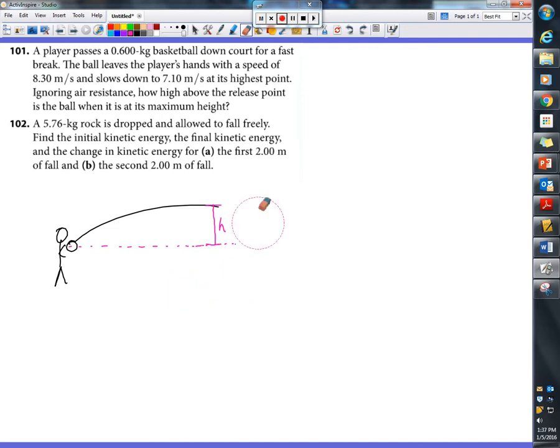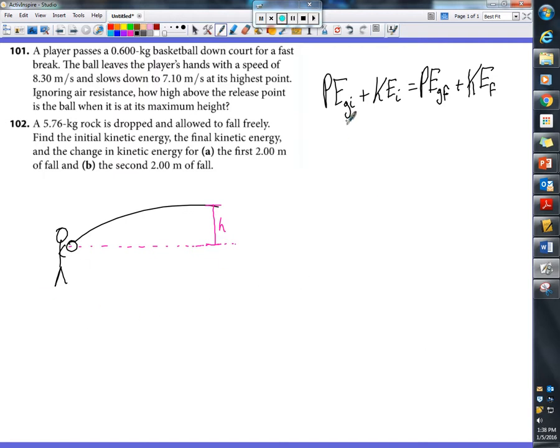Any problem like this, where you have things going up or down, speeds, changes in height, is going to be a conservation of mechanical energy type problem, which always gets set up like this. We have the initial gravitational potential energy, PE_G, plus KE initial is equal to PE_G final, plus KE final.